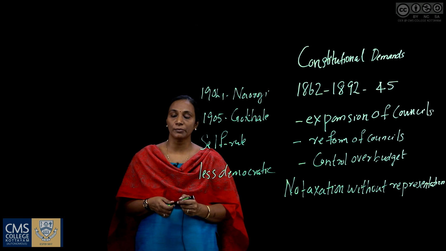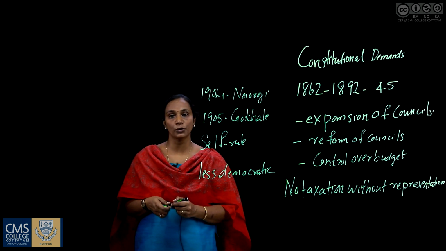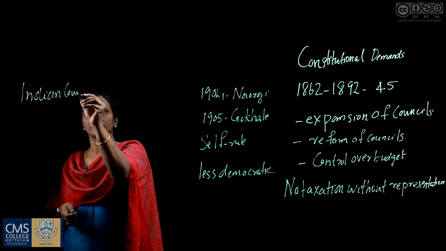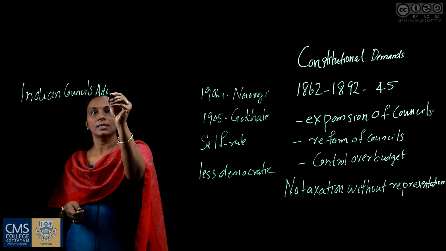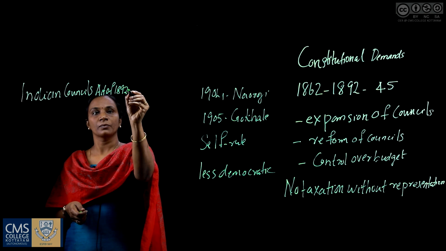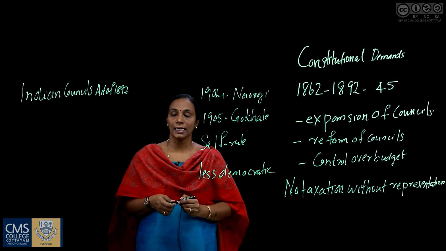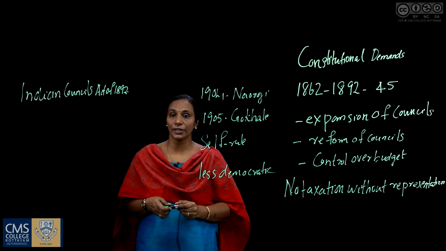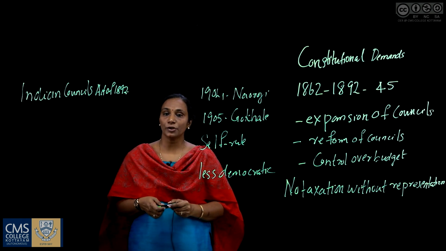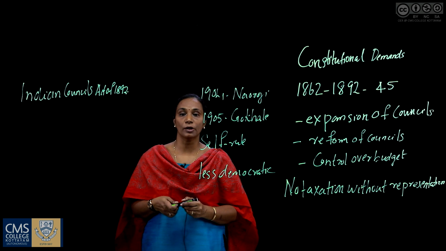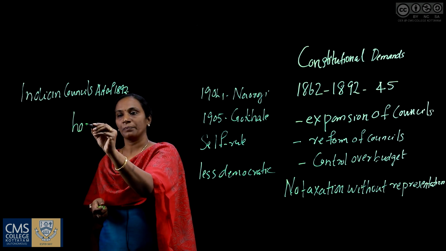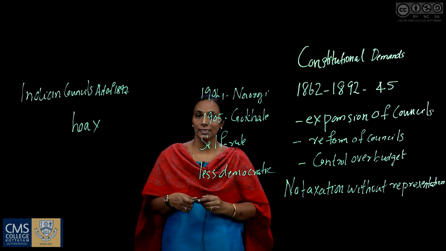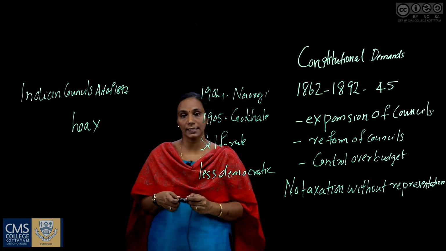Because of the continuous demands from the moderates, the government of India was forced to pass the Indian Councils Act of 1892. The Act increased the number of Indians in the provincial and imperial legislative councils, but the officials remained the majority. The Act was a total disappointment for the moderates, and they called it a hoax. This is about the constitutional demands of the moderates and the official response towards these demands.